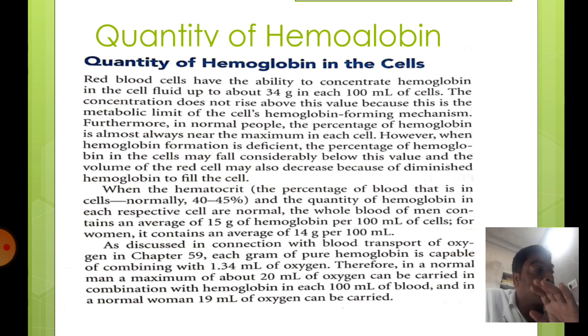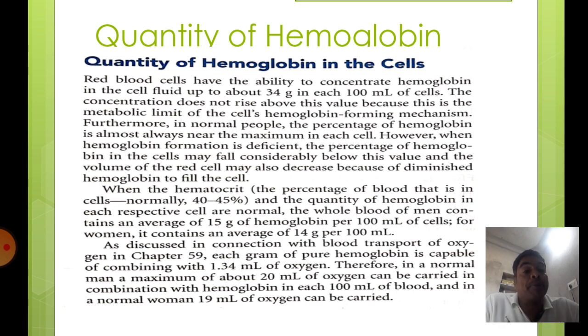And this concentration does not rise above this value because this is the metabolic limit of the cell's hemoglobin forming mechanism. Furthermore, in normal people, the percentage of the hemoglobin is almost always near the maximum in each cell. However, when the hemoglobin formation is deficient, the percentage of the hemoglobin in the cells may fall considerably below this value, and the volume of the red blood cell may also decrease because of diminished hemoglobin to fill the cell.